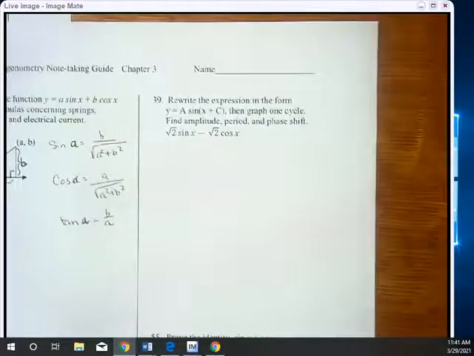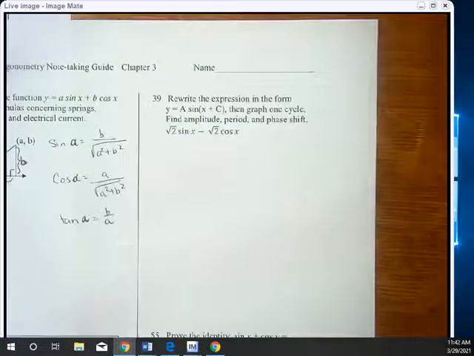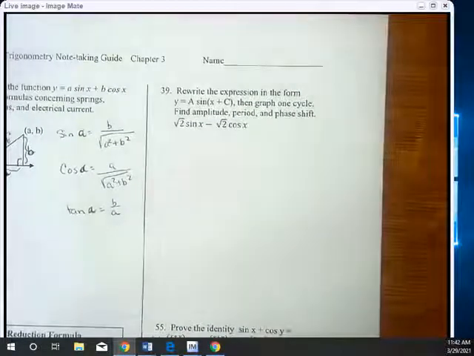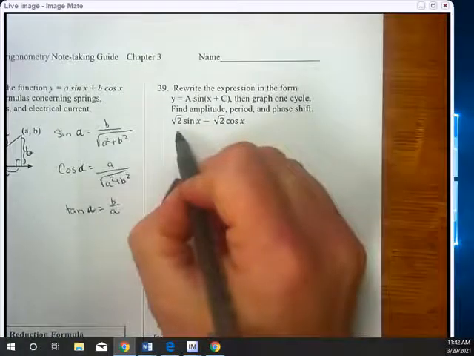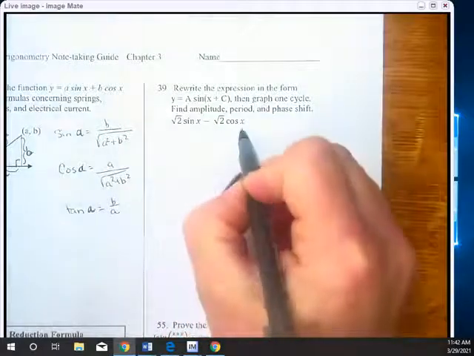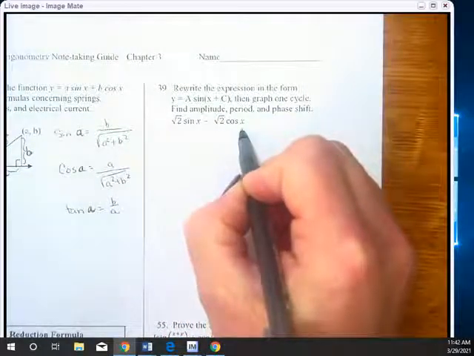Number 39, rewrite the expression in the form y equals A sine of x plus C, then graph one cycle finding amplitude, period, and phase shift. And we thought this could get worse. Oh, but it can. I mean, no. Okay, this looks like our reduction formula.